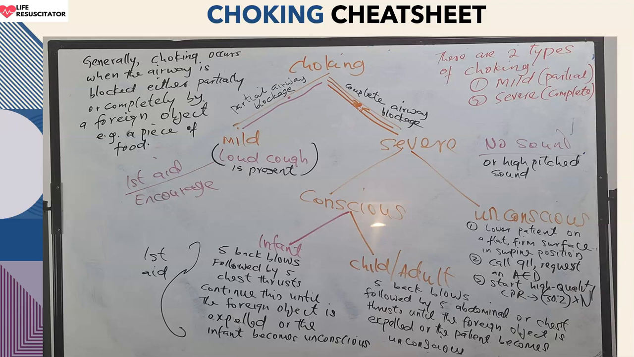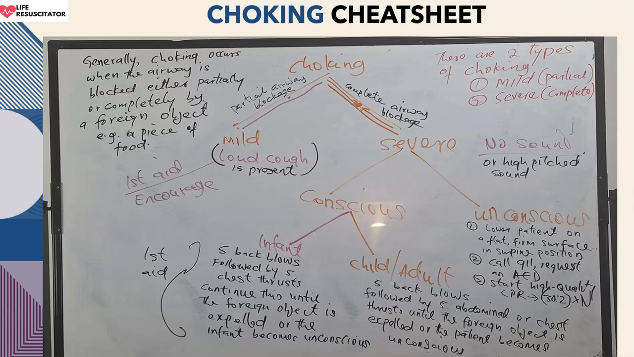However, if the object is not expelled, this baby will go unconscious. So while the baby is still conscious, repeat 5 back blows followed by 5 chest thrusts. Continue this until the foreign object is expelled. Otherwise, with time, the infant will be heading toward unconsciousness.